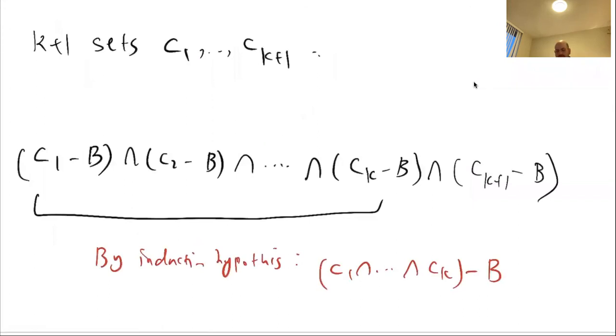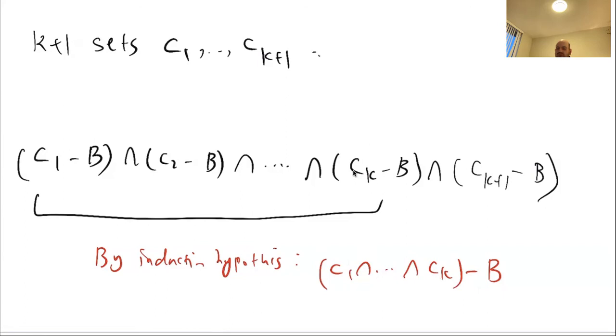So I start with the left-hand side of the equality star, which means C1 minus B intersection C2 minus B all the way to CK plus 1 minus B. Now, if you look at the first part of this intersection, C1 minus B intersection to CK minus B, I can apply the induction hypothesis to it because there are k sets here, C1 to CK. I'm assuming that for any k sets, as long as the number of sets is k, the equality star holds: C1 minus B intersection to CK minus B is the same as C1 intersection to CK minus B.